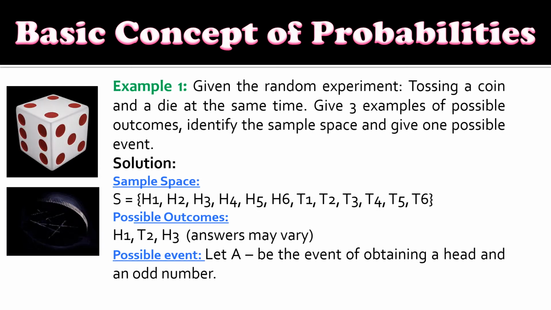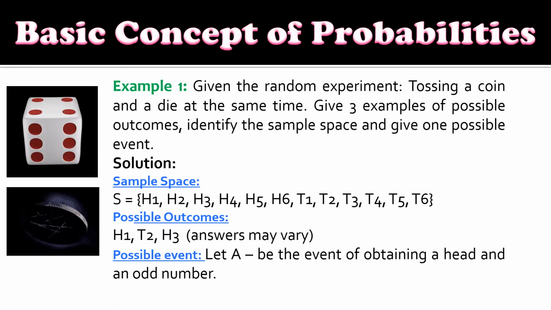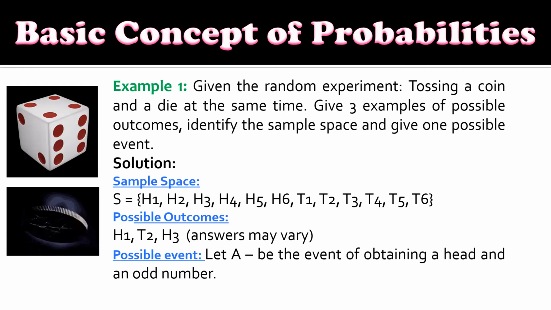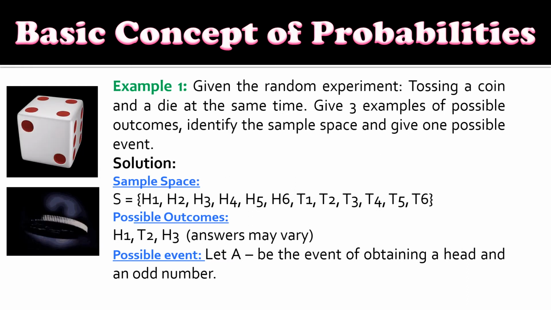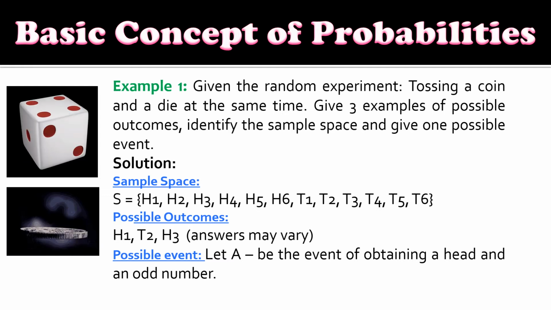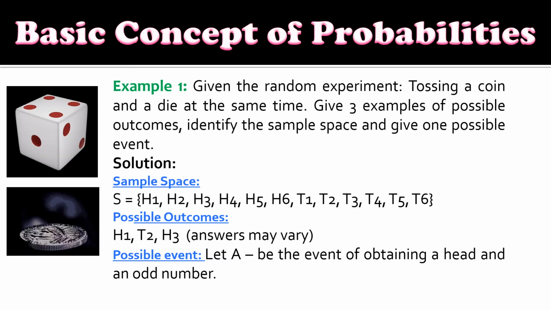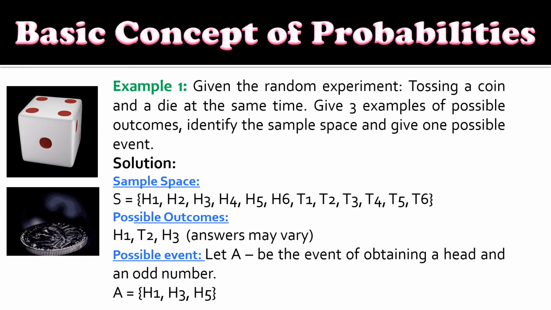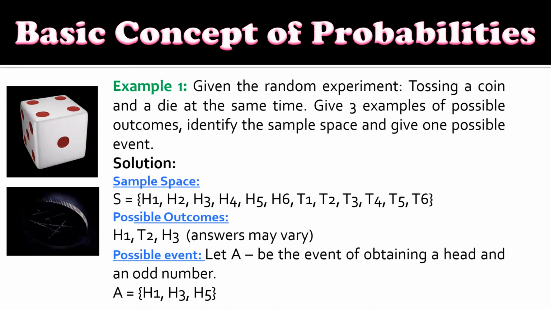Then what is a possible event? Let A be the event of obtaining a head and an odd number. From the sample space, for the event A, we are required to obtain a head and an odd number. So which of these have a head and an odd number? We have H1, H3, and H5. So that is our event A, the outcomes H1, H3, H5.